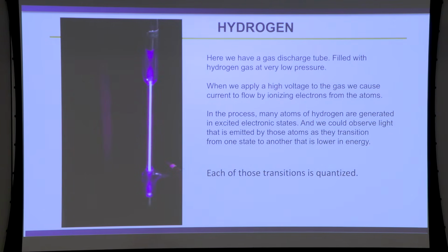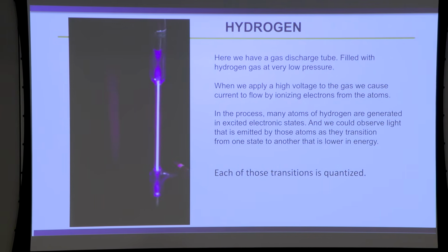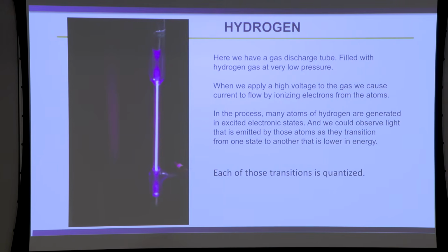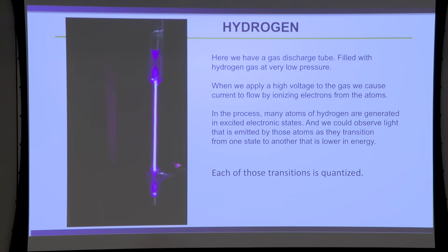I want to show you this. I couldn't find a good video, so I took some snapshots. Here is a gas discharge tube, like that, and it's filled with hydrogen gas at very low pressure. If you apply a high voltage to the gas, you can ionize electrons, so you give energy to those electrons basically, and many of those atoms are generated in the excited state.